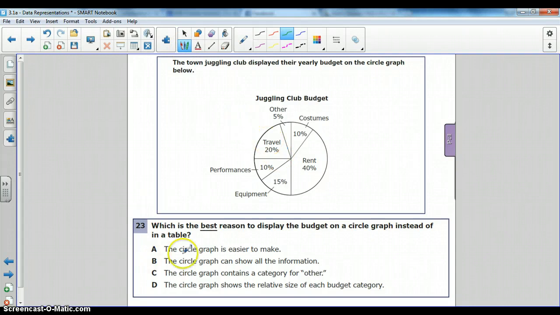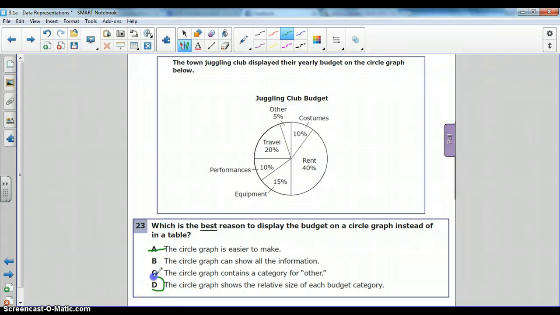So the circle graph is easy to make would not be the best reason to do that. It can show all the information. I don't know about that. The circle graph contains a category for other. This one's kind of hard. They all sound not that great. The circle graph shows the relative size of each budget category.